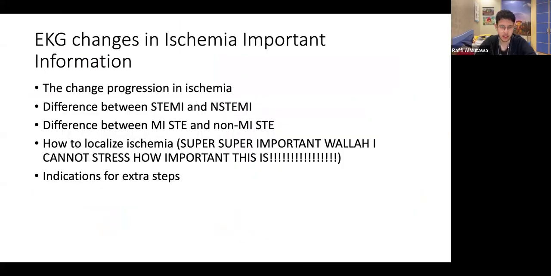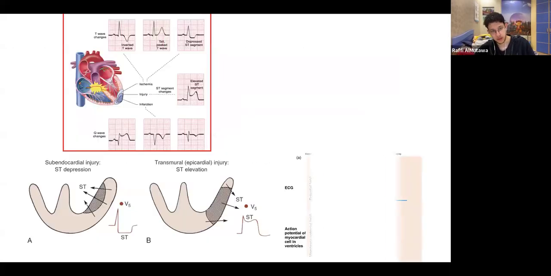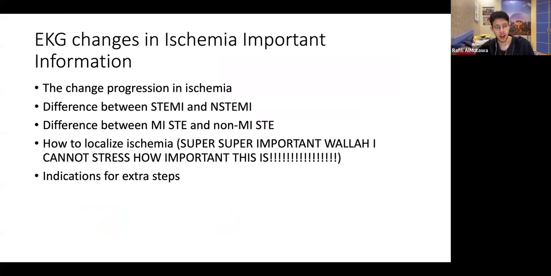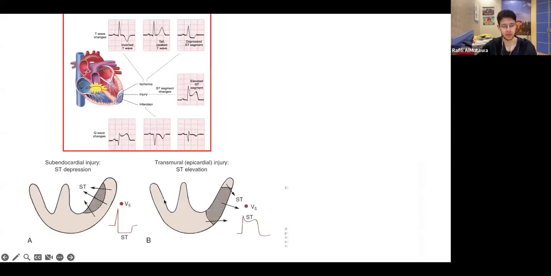Okay. Let's start off by talking about how the changes happen with ischemia. In ischemia, that's bad. Heart cells are dying. As a result, the QRS will reflect that in the ECG. We will also talk about STEMI, the difference between an ST elevation related to a myocardial infarction versus one that isn't, and then how do we localize ischemia? This is literally, if you're going to walk out with anything, it's this. And then when do we do extra steps?